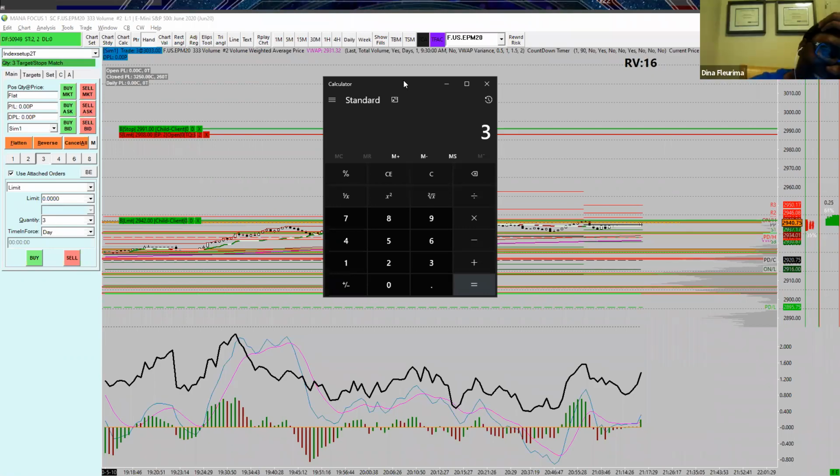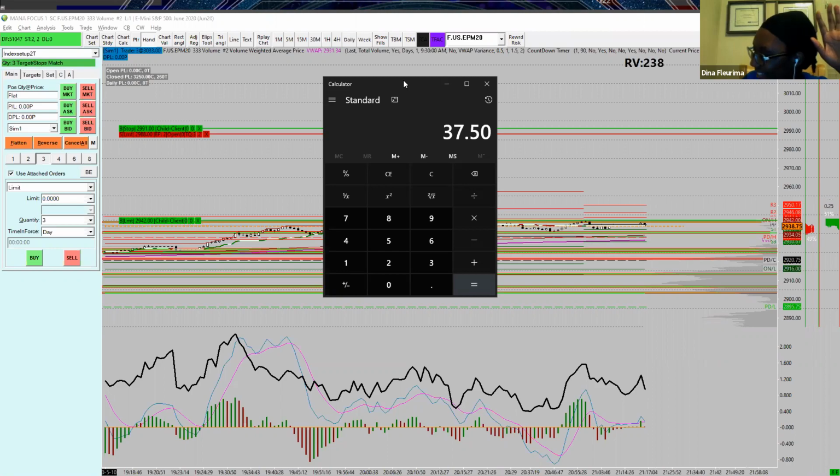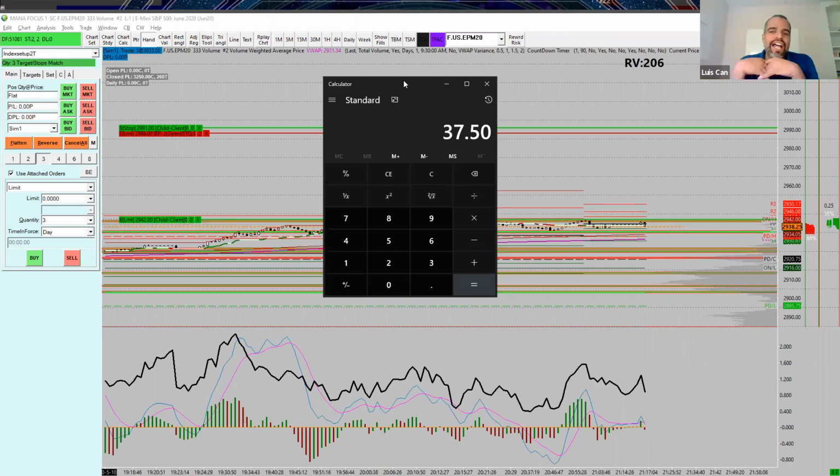All right, so 3,750, because you have 3 contracts. Oh, because I have 3 contracts, so that's 3,750. Tick values, because you have 3 contracts, each one of them is worth 12.50. So you have 37.50 per tick that it moves, in your favor or against your favor.